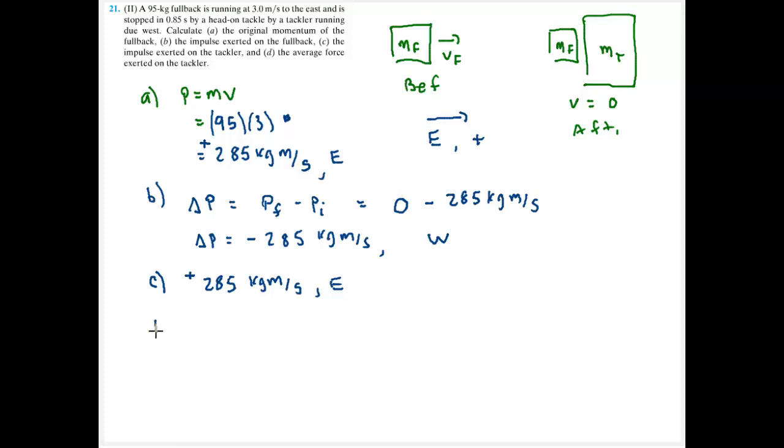And lastly, I'm asked for D, the average force. We know that the average force is going to be the change in momentum divided by the change in time. So this is going to be 285 kilograms meters per second, and this collision happened over 0.85 seconds. So it's going to be 340 newtons, and this is also going to be towards the east because it's asked about the tackler, therefore I used my positive momentum.